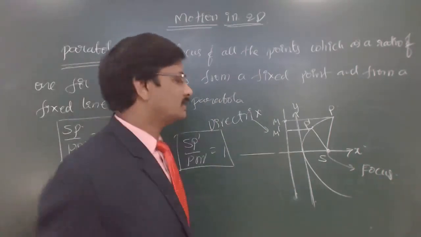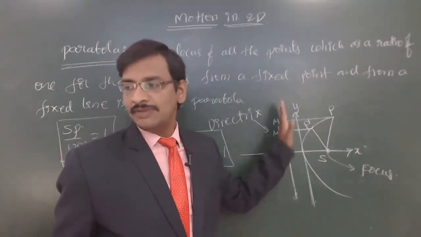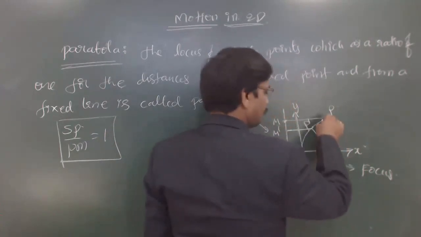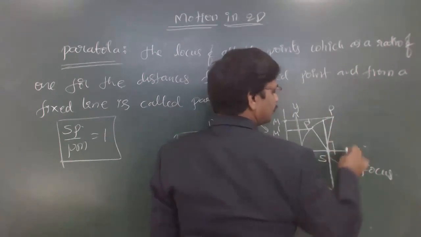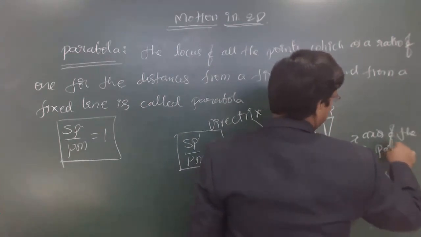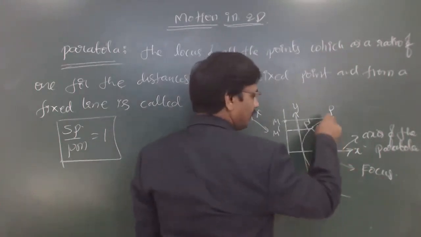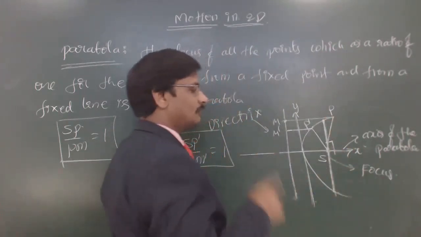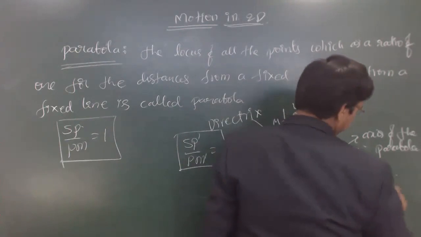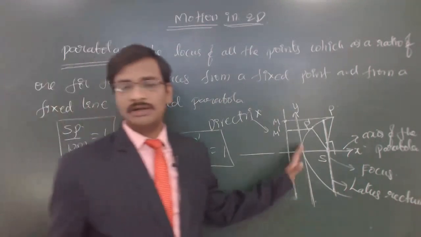Now this parabola has the focus, which we call the fixed point, and the directrix, which we call the fixed line. If you draw a straight line through the focus perpendicular to the axis, this is the axis of the parabola, and this perpendicular line drawn through the focus, perpendicular to the axis, is called the latus rectum. So these are the important aspects of the parabola.